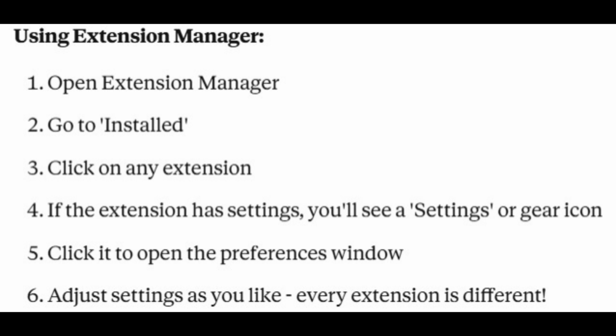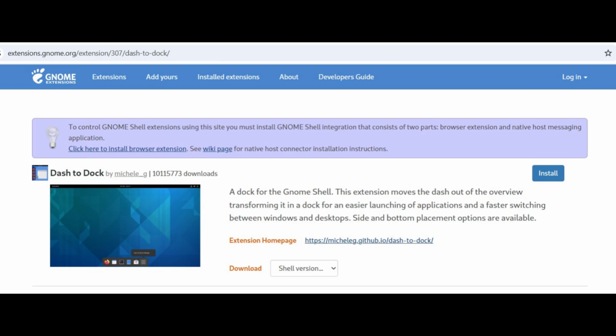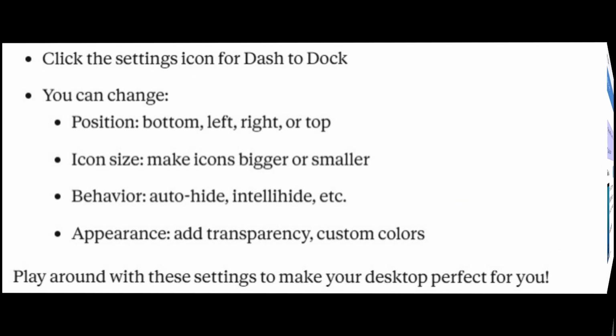Click on any extension. If the extension has settings, you'll see a settings or gear icon. Click it to open the preferences window. Adjust settings as you like. Every extension is different. Here's an example with Dash to Dock. Let's configure Dash to Dock as an example. Click the settings icon on Dash to Dock.